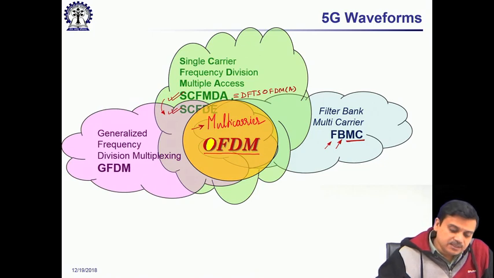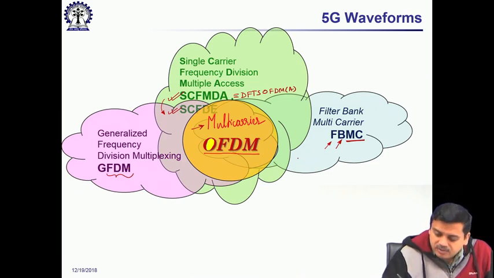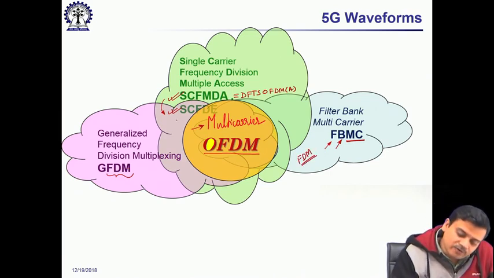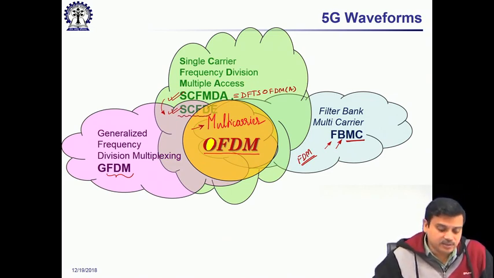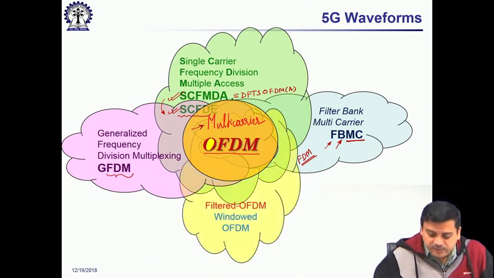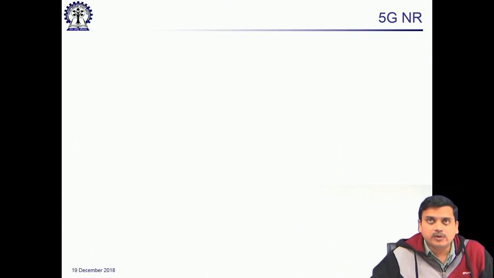The next set is the generalized frequency division multiplexing. So, the frequency division multiplexing nature is maintained. This is also a kind of frequency division multiplexing, but one can handle it in the receiver from a frequency domain perspective. And then we have filtered OFDM and windowed OFDM. Since there is a lot of similarity, we think OFDM is at the core of it and one can think of variations about it. Okay.